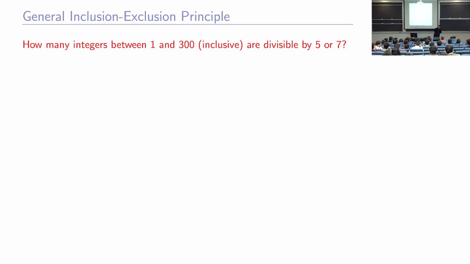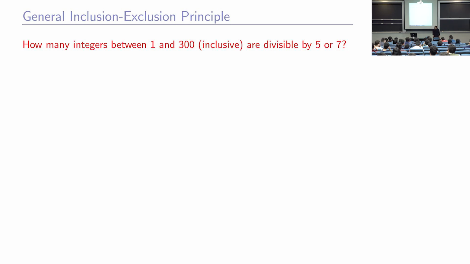So the way to do it: how many integers between 1 and 300 are divisible by 5? Not the number, how do you find it? 300 divided by 5. Why do you do 300 divided by 5? Every fifth integer is a multiple of 5, right? Starting from 5, 10, 15, right? So that's the correct answer, 300 divided by 5.